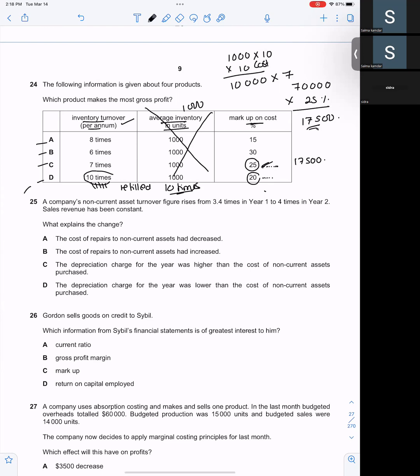Now let's talk about product D. 1,000 units you are selling 10 times in a year and the cost is 10, so it becomes 100,000. Markup is 20%, so 20,000. Which product makes the most gross profit? D.